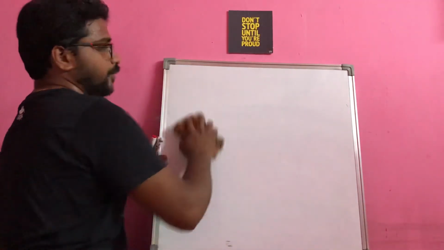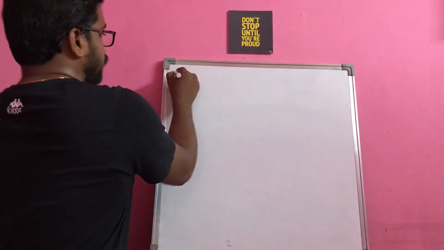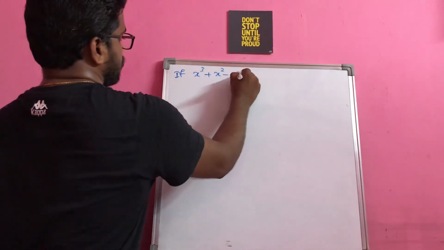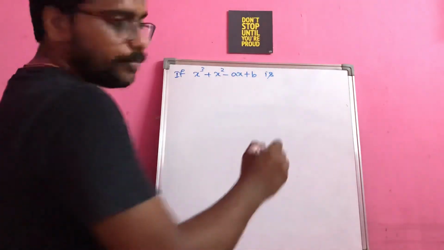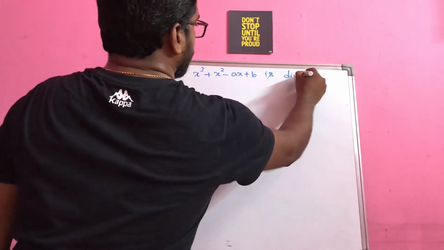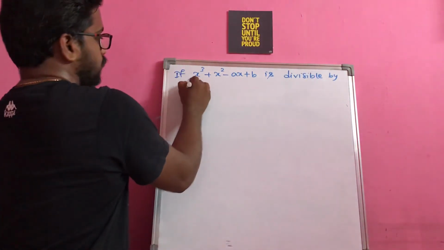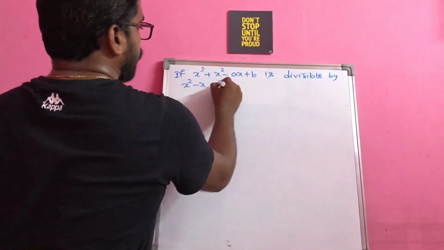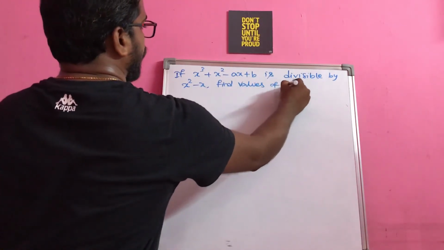This is another important model question possible for 1 mark. See this: if x cube plus x square minus ax plus b is divisible by x square minus x, then find the values of a and b.